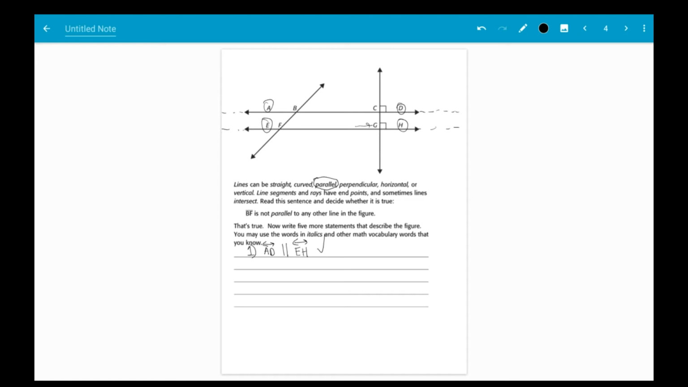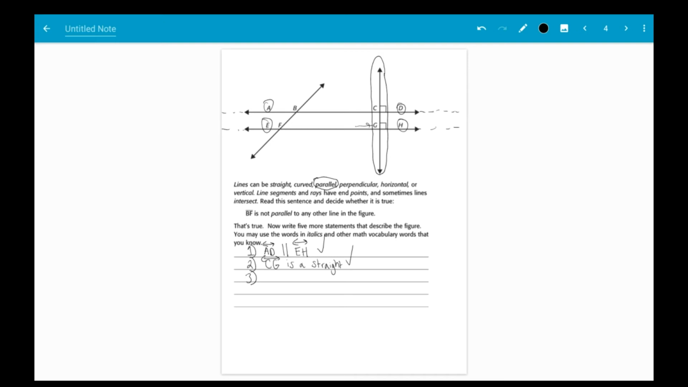Number 2, let's see if we can find anything else. Clearly, we know that CG is a straight line. It'll go up and down. It's very straight. It won't intersect. Well, it does intersect AD and EH, but we know that it's a straight line, and that'll get us to conclude something very important in the next statement, which we will get to in a second. We know that CG is a straight line. So that's another thing we could write.